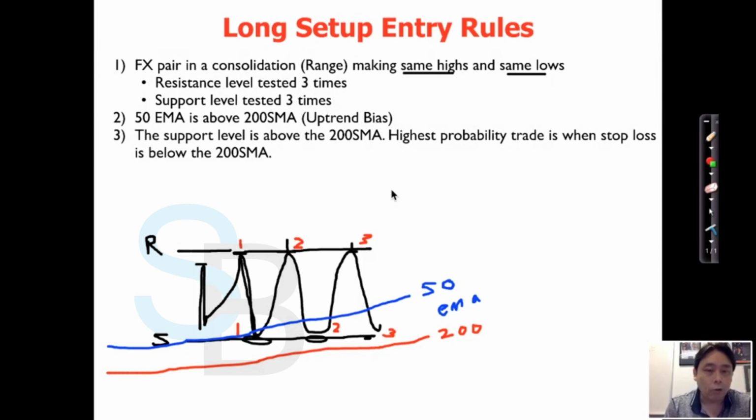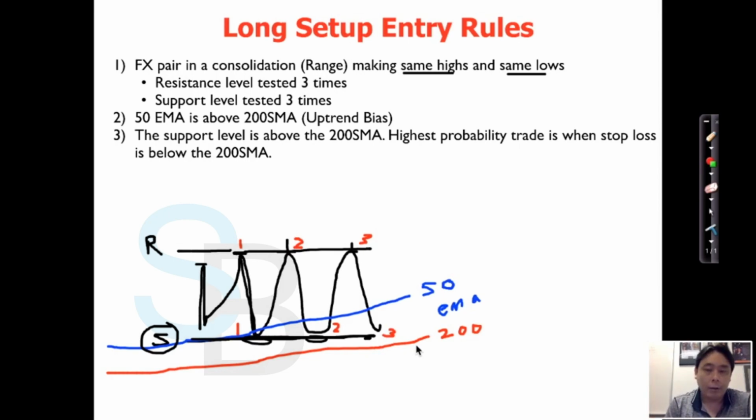Okay, so there's a second thing to look out for. Now, we also want to ensure that the support level is above the 200 moving average. Okay, so that is one of the key rules. So you see this support level over here, right? This black line, support level, should be above the 200 moving average, because the 200 moving average is kind of like a very strong level of support. We want our support level to be above that 200 moving average.